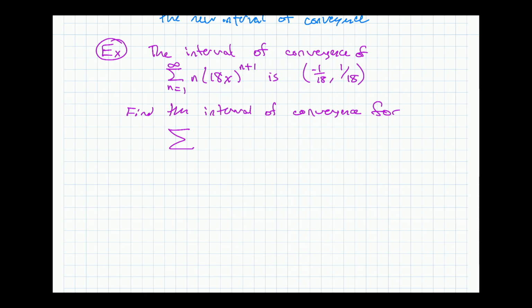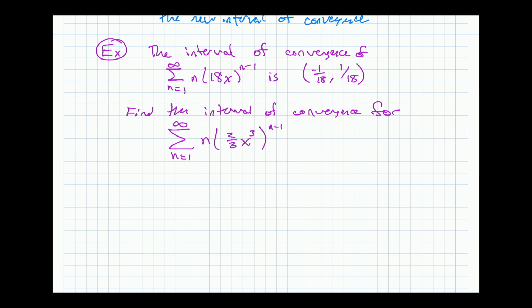the series with 2/3 x cubed, to the n minus 1. I put a +1 up here. This was supposed to be a -1. I don't know why I put it wrong. All right, so that's your problem.